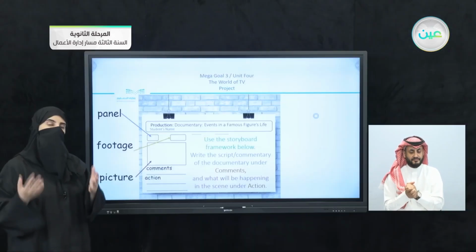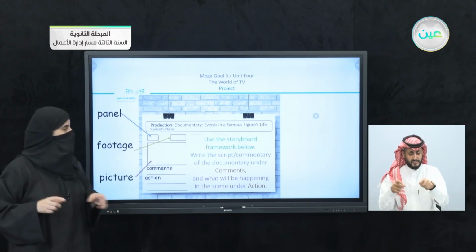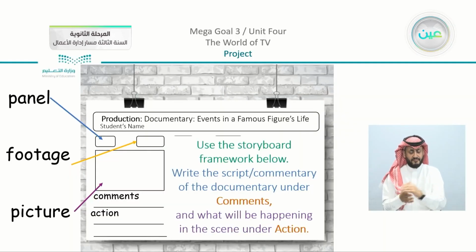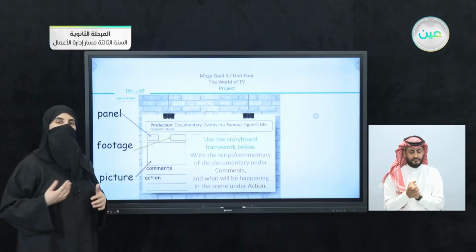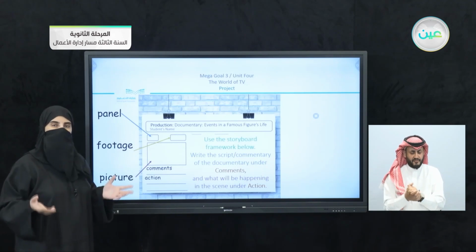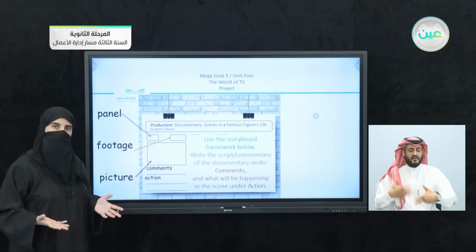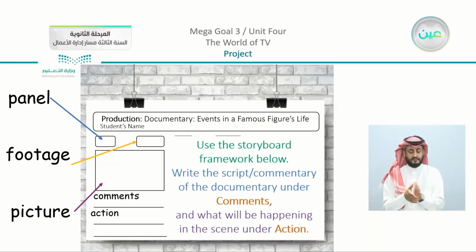So actually, you do have a storyboard in your book. We have the same as we have here. You are going to use the panel. We have also the footage here, and you are going to also apply a picture. So since we are doing a project together, we want to make it creative and something interesting to see. And after that, we have here, of course, comments and action.